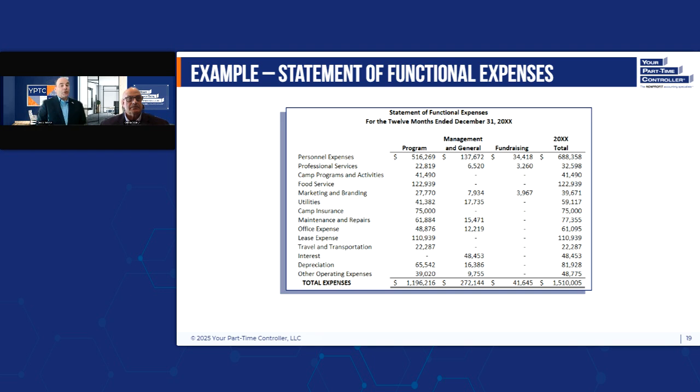As for reporting on functional expenses, it's most commonly done on a report like this, the statement of functional expenses. Again, we can do this in the form of a footnote to the financial statement. And here you can see the rows represent our natural classification of expenses: personnel expenses, food service, camp insurance. And then you can see the columns represent our function. We have our program function, and then we have our management and general and our fundraising. The management and general and fundraising together would represent our support services of the organization.